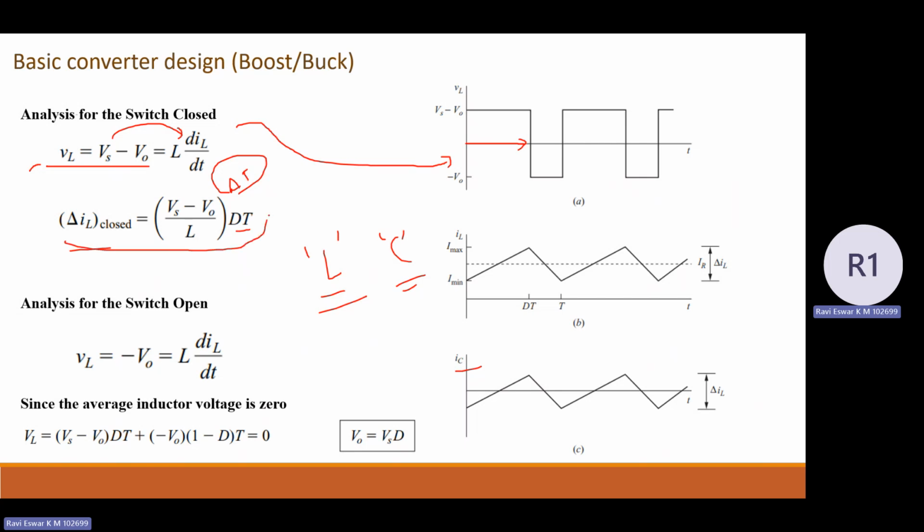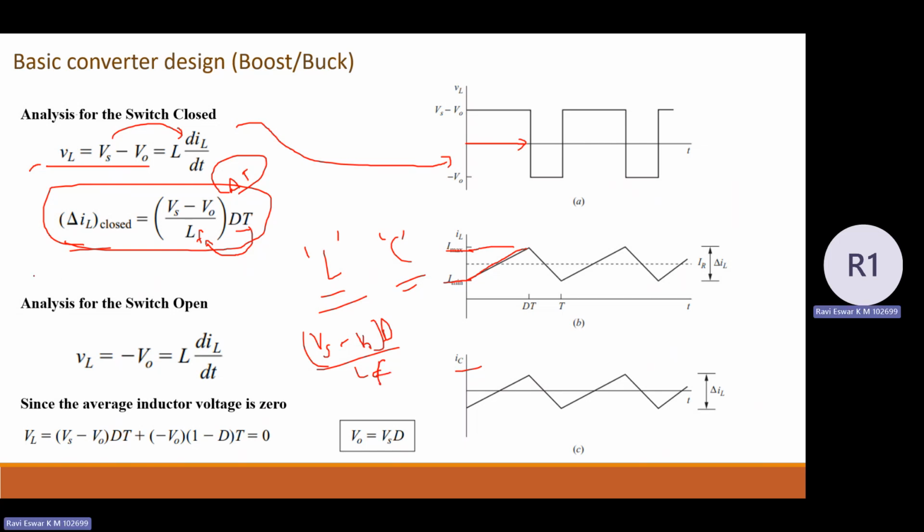So I can write del I, the inductor current ripple, in this particular case as (Vs minus V naught) into D T divided by L. You can also write it with respect to frequency. If I send this capital T to the denominator, it becomes F. So I can write it as (Vs minus V naught) into D divided by L F, where F is the switching frequency.